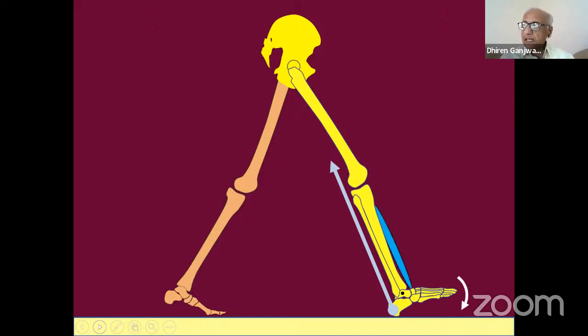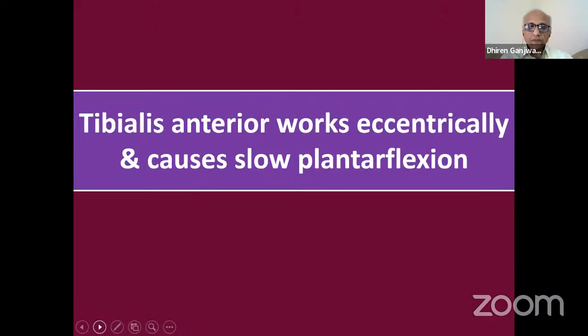This tibialis anterior, I have shown in blue color because it's working eccentrically. It's allowing the slow plantar flexion to take place so that there is no slapping of the foot. In conditions where the tibialis anterior muscle is not working, there will be a rapid plantar flexion because the smoothness of the plantar flexion will be lost. So the first important point is that tibialis anterior works eccentrically and causes slow plantar flexion, which we call the first rocker.